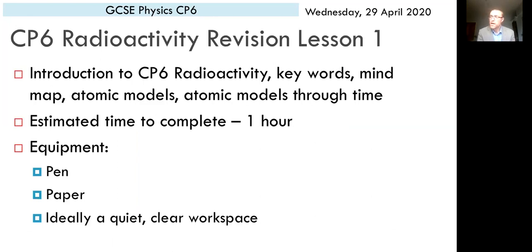So what are we going to go over this lesson? What are we going to look at? We're going to have an introduction to CP6 radioactivity. We're going to see just why I think radioactivity is an awesome topic. Some of the cool things which we study in radioactivity: nuclear bombs, nuclear power plants, things like that. We're going to look at some keywords. We're going to make a mind map. We're going to look at atomic models, the main atomic model that we use for GCSE. And we're going to look at how atomic models have changed through time.